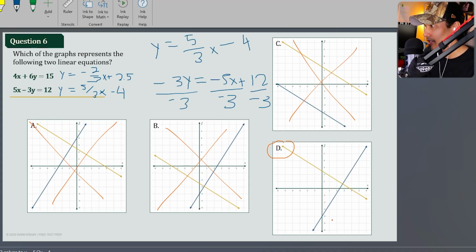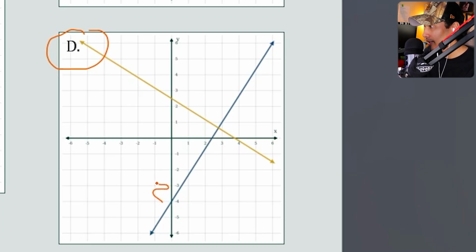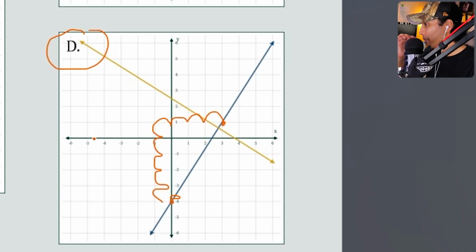To go a step further, let's just check the rise over run on this one. So I have 1, 2, 3, 4, 5 right here. And then I have 1, 2, 3. And that checks out. I love it when it checks out. That means I did the problem correctly. And then we have negative 2 over 3. So then let's just choose a point. This one's going to be hard, so I'm not going to choose a point. But D is the correct answer.